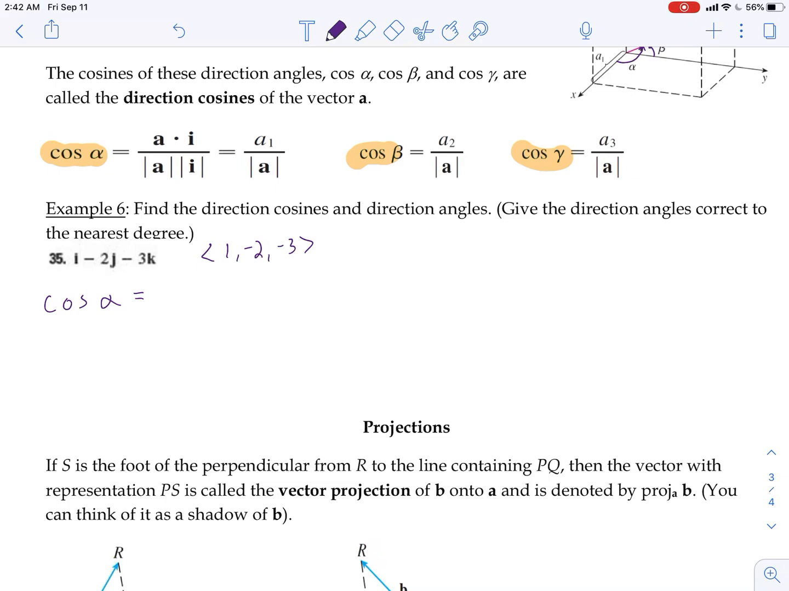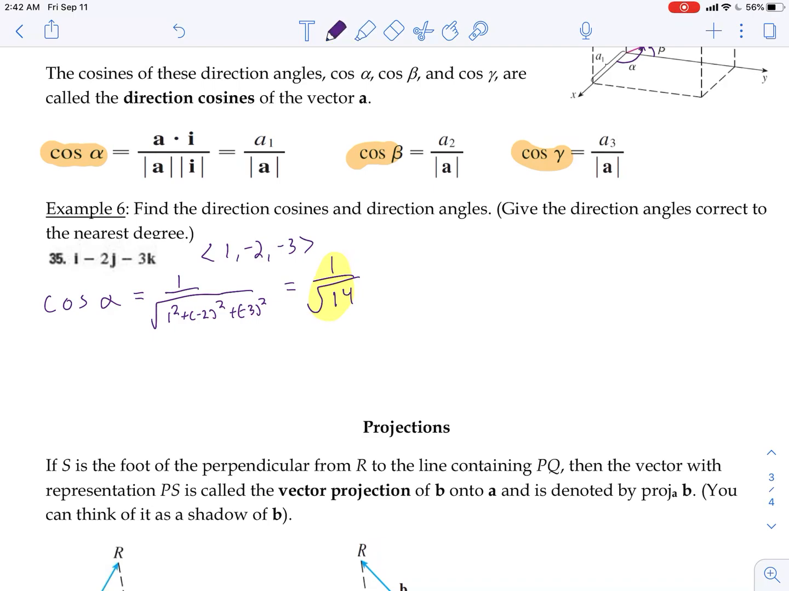Cosine alpha is just going to be our a sub 1, our x component, divided by the magnitude of vector A. So 1 squared plus negative 2 squared plus negative 3 squared, and that's going to give us 1 over the square root of 1 squared, which is 1, negative 2 squared, which is 4, and negative 3 squared, which is 9. Add all that up and we get 14. So there is our direction cosine for alpha.